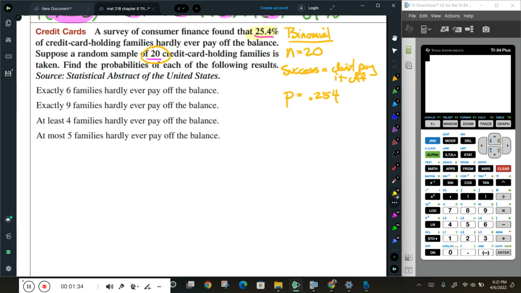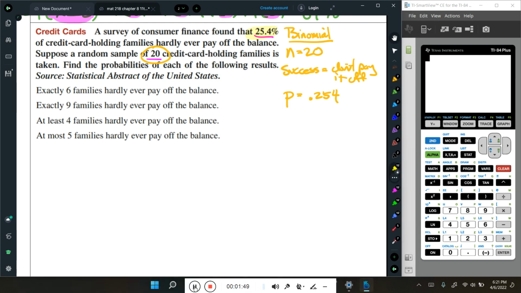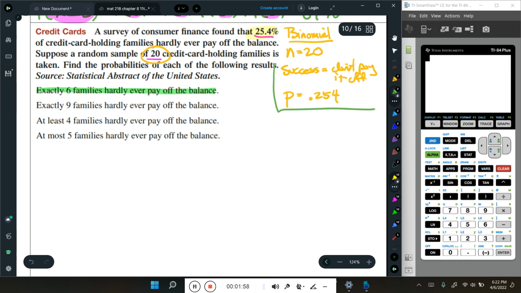Let's see, what else we got here? If I remember correctly, for the calculator, the only things I need are the n, the p, and the x. So I think I can jump in and start looking at some of these questions. All right, so I'll take a look at the first one. Exactly 6 families hardly ever pay off the balance. That means, using all of this over here, I want to find the probability that x is exactly 6.